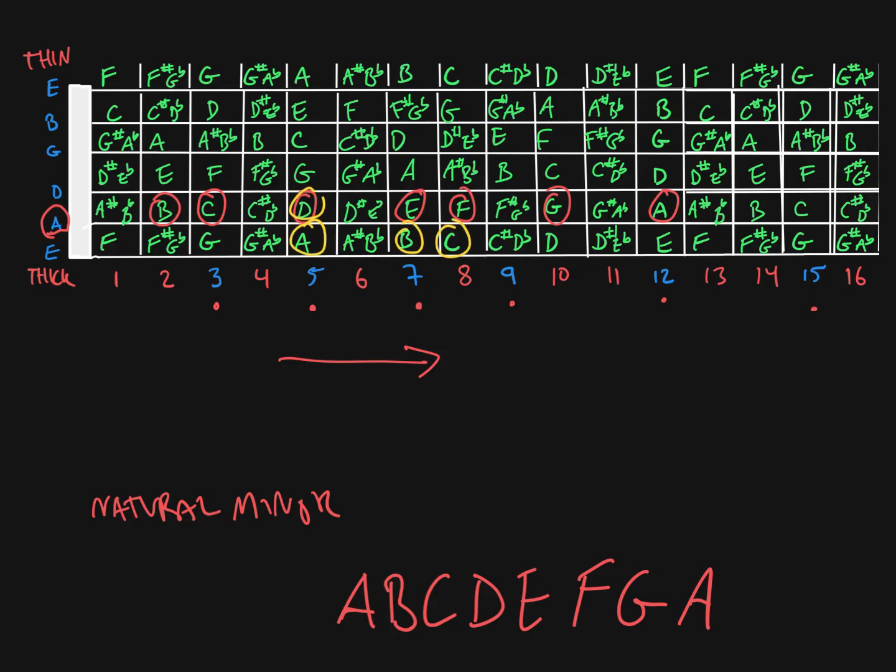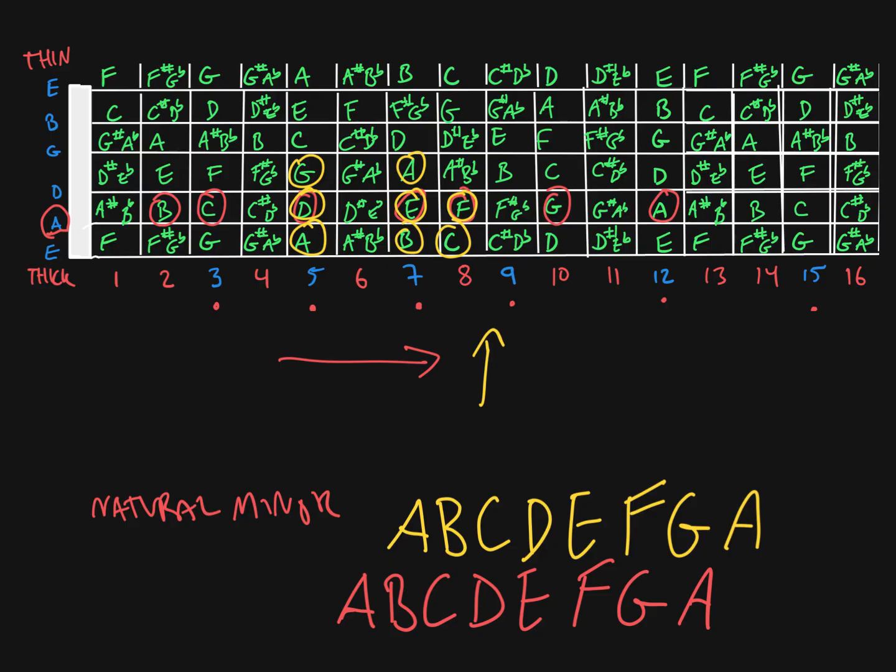Here it is in a different shape. A, B, C, D, E, F, G, A. See, I've marked that in yellow. Now we've got a different kind of shape that's going across the fretboard. So there's different ways of playing scales. You can go in different ways.